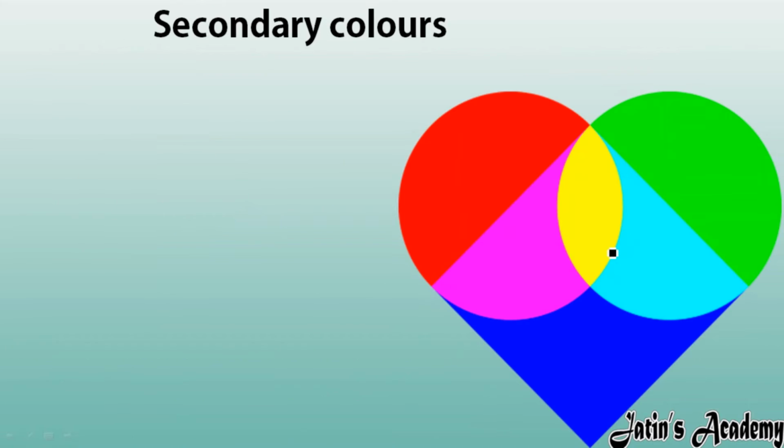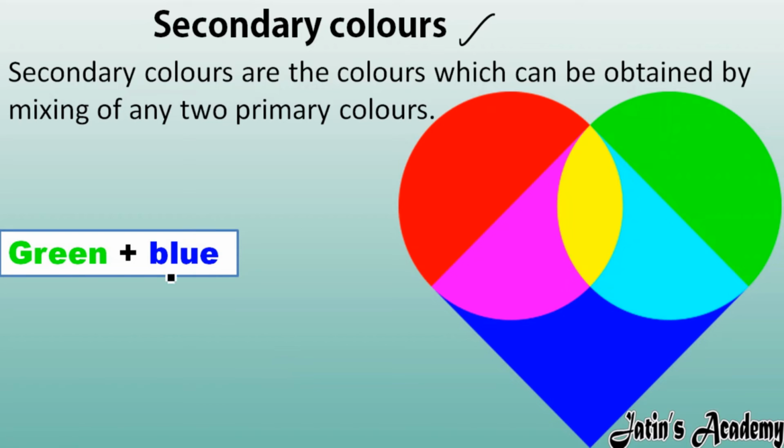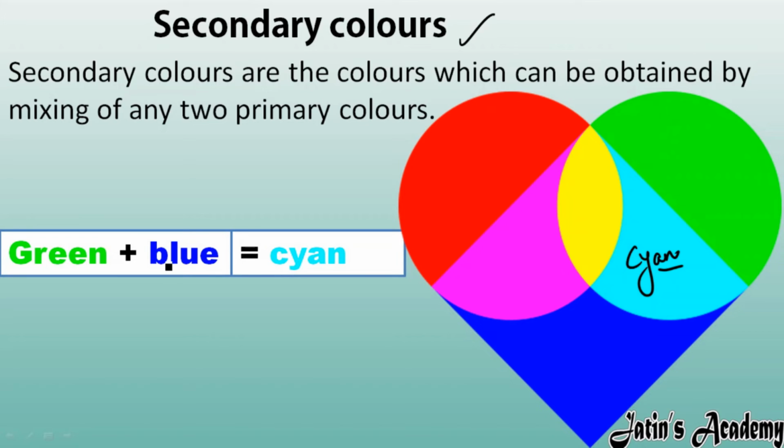Okay. And next we are having secondary colors. Secondary color means when two primary colors combine with each other. After combining two primary colors, whatever new color is formed, that new color is known as a secondary color. So see carefully. Green plus blue. When we mix two primary colors, green and blue, it will form cyan color. This is a cyan color. Cyan means light blue color. So green plus blue gives rise to cyan. Cyan is a secondary color and green and blue are primary colors.